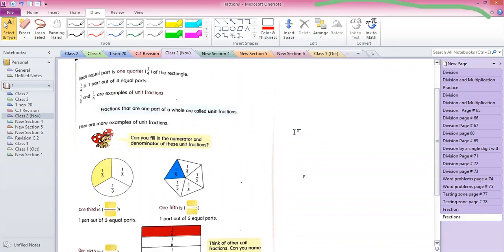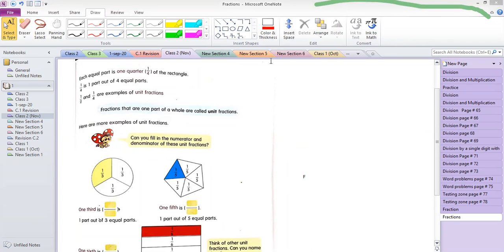I will tell you about how to write the numerator and the denominator. What is the denominator? Denominator is telling you how many total parts there are for the fraction. Okay. Now look at this circle and tell me how many total parts are there in this circle.